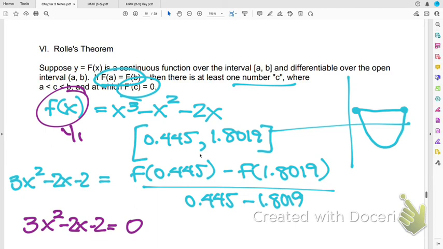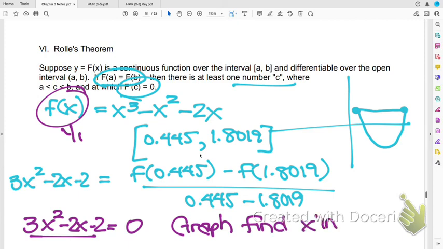So what's easier than quadratic formula? Graph that and see where it hits the x-axis. Good. Graph and find x-intercepts, right? Because that's the same as we've been doing in this unit. This is the derivative. We want to know when the derivative equals 0. This is critical numbers, right? Same thing.